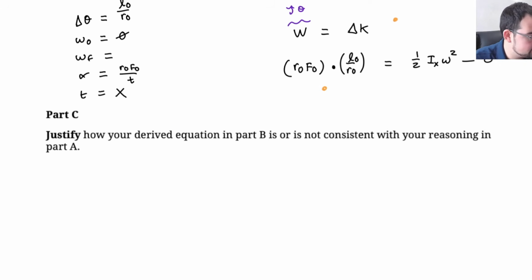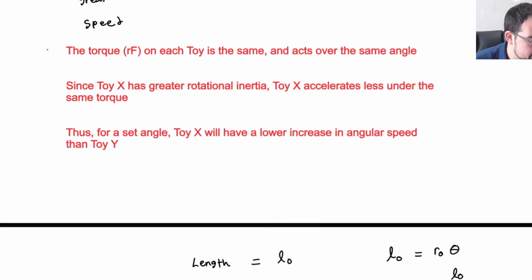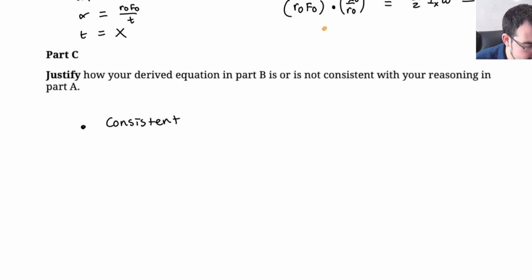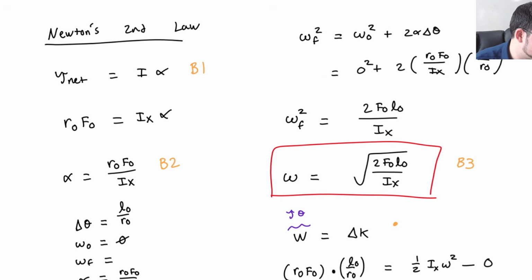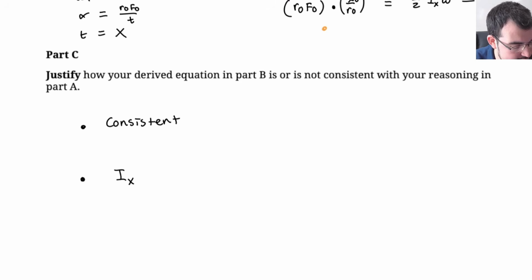Now, is it consistent? Well, it is consistent. Because we said that omega y is larger. So what is the real change here? Well, it's the same force, same length, but rotational inertias are different. So x has a larger rotational inertia than y.